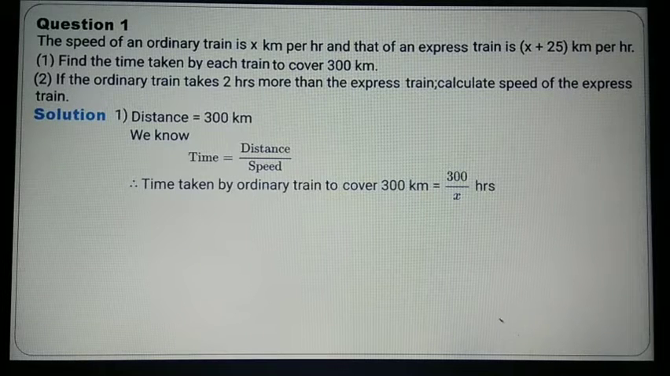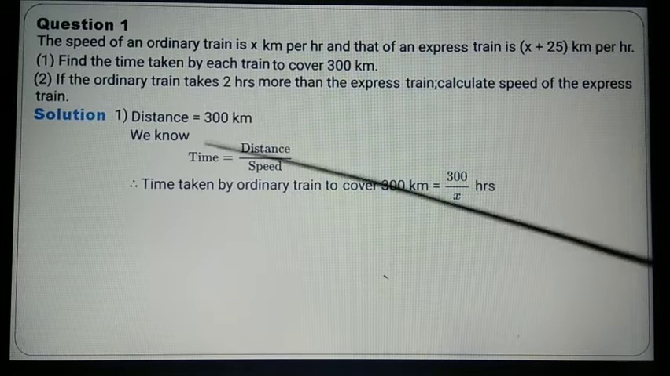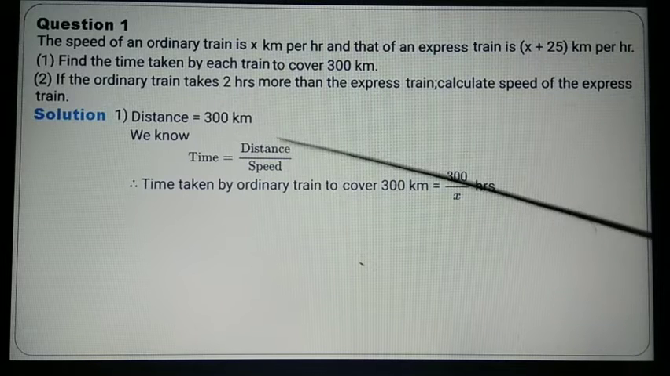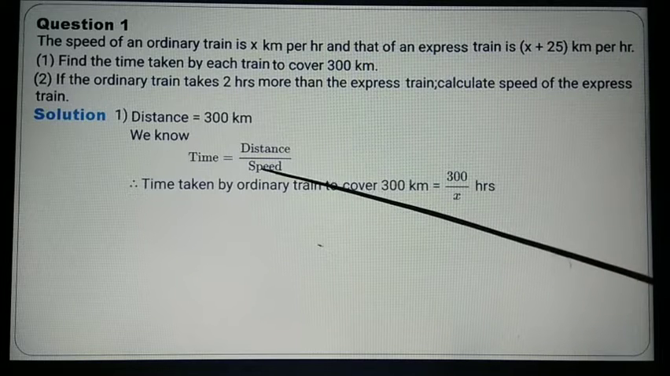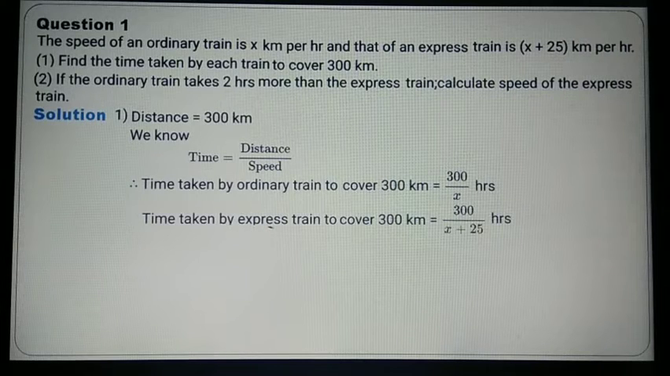Now let's go to the express train. For the express train, my speed is x plus 25 kilometer per hour and the distance is the same. So the time taken by the express train will be 300 by the speed, that is 300 by x plus 25. These are the answers for our first part. Now let's go to the second part.